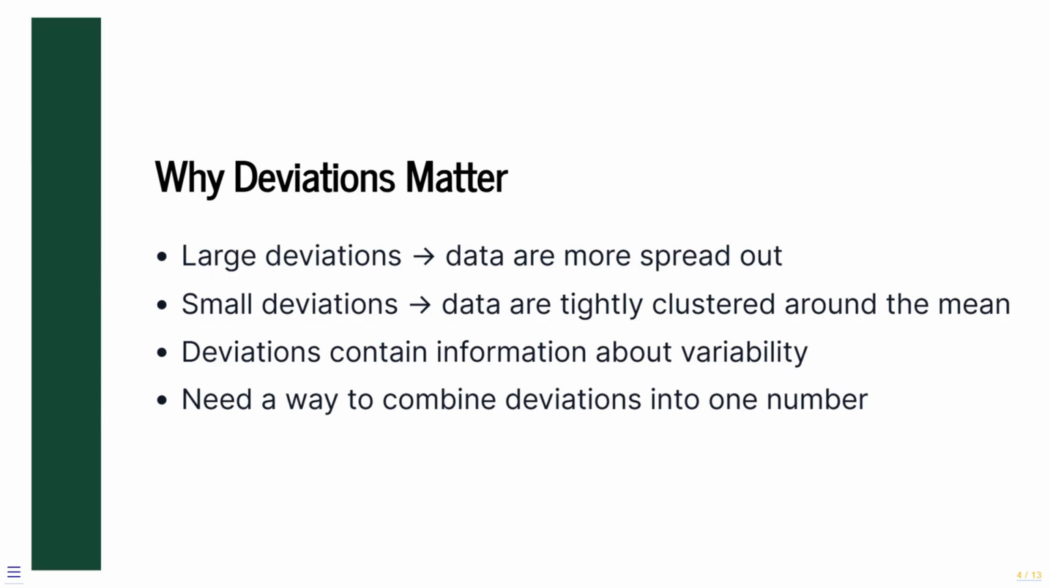If deviations tend to be large in magnitude, the data are widely spread out and highly variable. If deviations are mostly small, the data cluster tightly around the mean. Deviations contain all the information we need about variability, but we still need a way to summarize them with a single number.